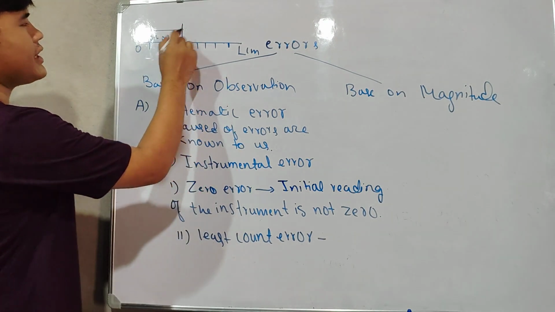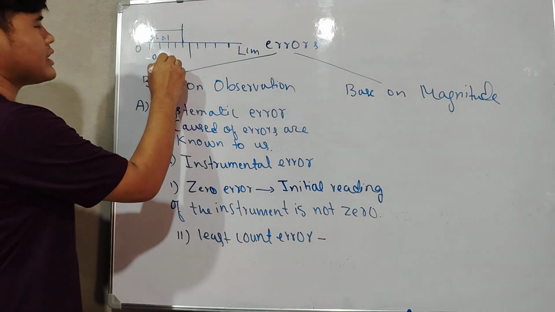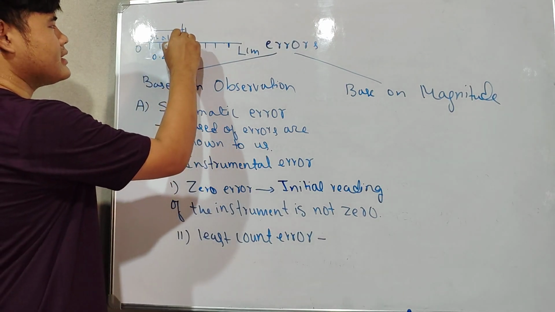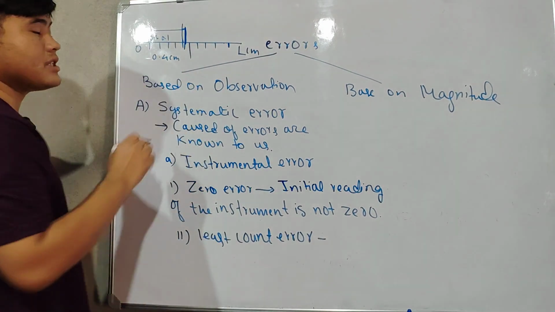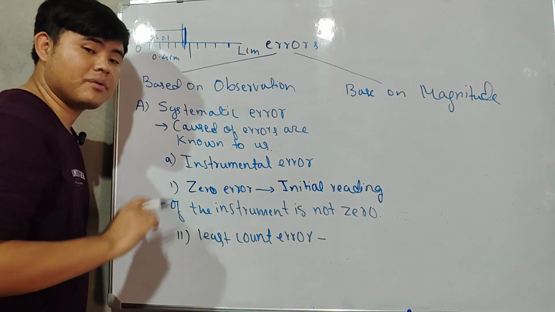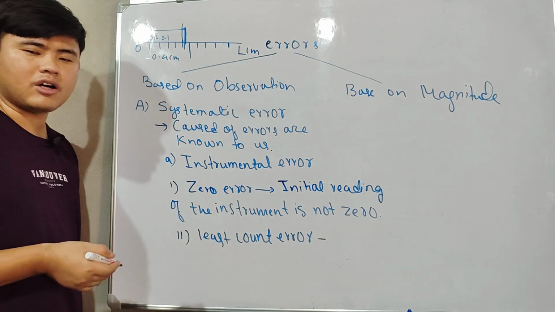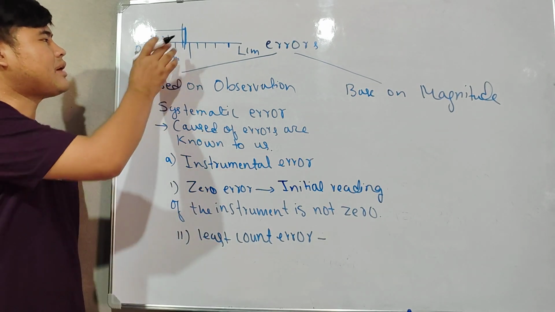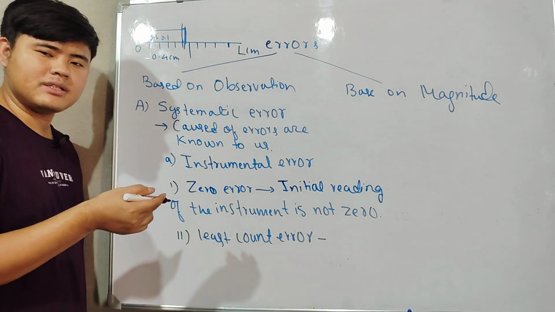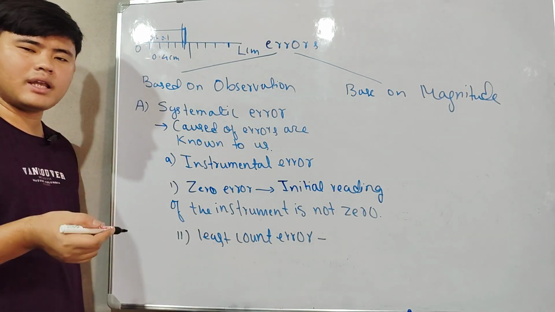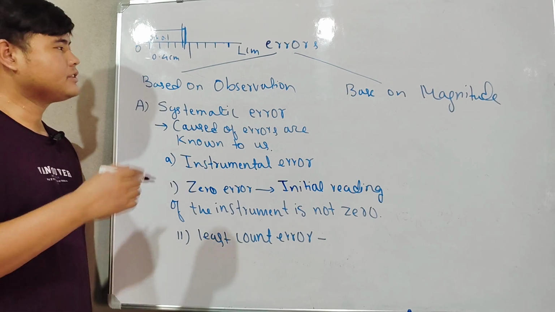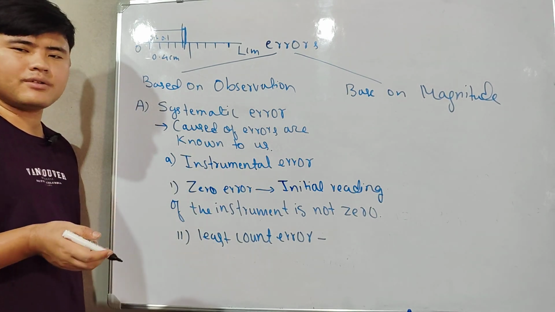Up to here, we'll say 0.4 centimeter. But what happens if the length is here? Can we measure it now? No, this instrument cannot measure it, right? So this is called the least count error. After a certain point, all instruments cannot measure less than their least count, right? So this type of error is called the least count error.